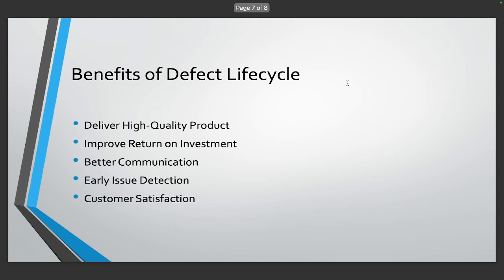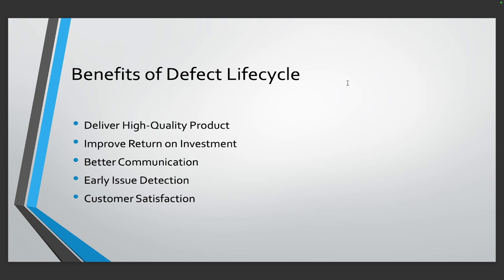So let's go next to the benefits of the defect lifecycle. Deliver a high quality product. The defect lifecycle helps in identifying and fixing bugs throughout the development process, which helps in delivering a high quality product. Number two, improve return on investment, or ROI. Finding and fixing defects early in the life cycle is cheaper and less time consuming than addressing them later, which saves money and resources.